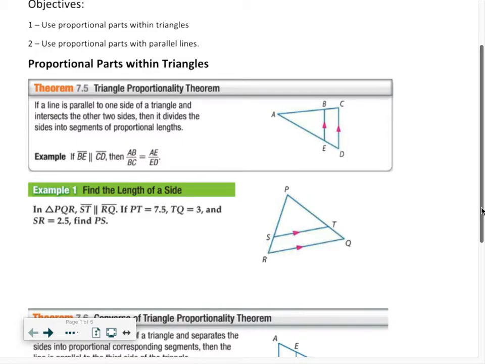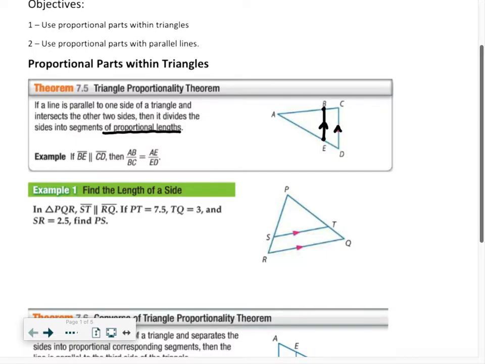Theorem 7.5, the triangle proportionality theorem. If a line is parallel to one side of a triangle and intersects the other two sides, then it divides the sides into segments of proportional lengths. So what's going on in this theorem? Okay, BE, this segment, is parallel to one of the sides. It's parallel to the side CD. So those two are parallel. And BE also intersects the other two sides.